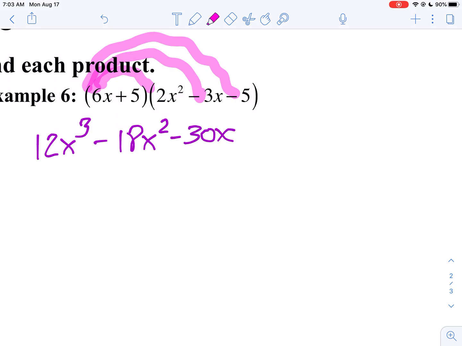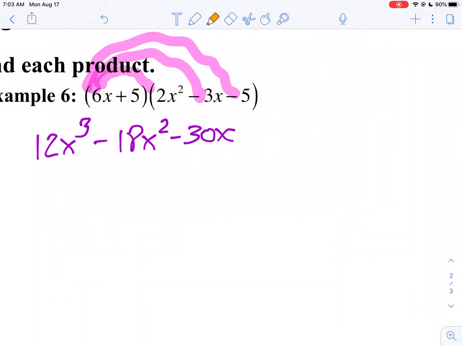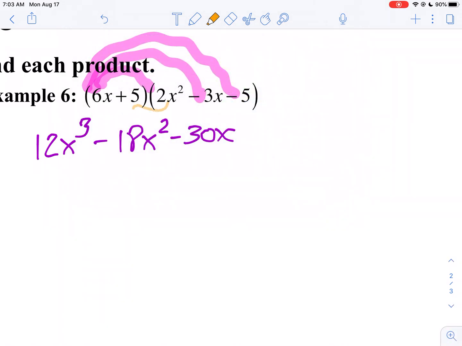Now, next I'm going to double distribute, or triple distribute, that 5. I'm going to take 5 and distribute it to my second parentheses. I guess we're only distributing twice here, but I have 3 terms. 5 times 2x squared is 10x squared. Well, I'm going to write the 10x squared in columns since I have so many like terms. 5 times negative 3x is negative 15x. 5 times negative 5 is negative 25.